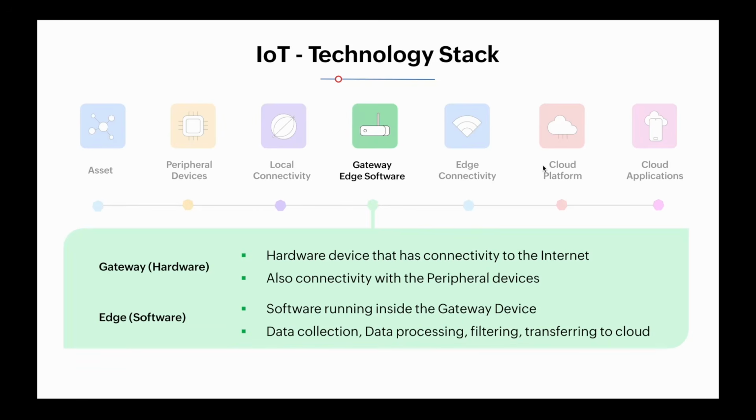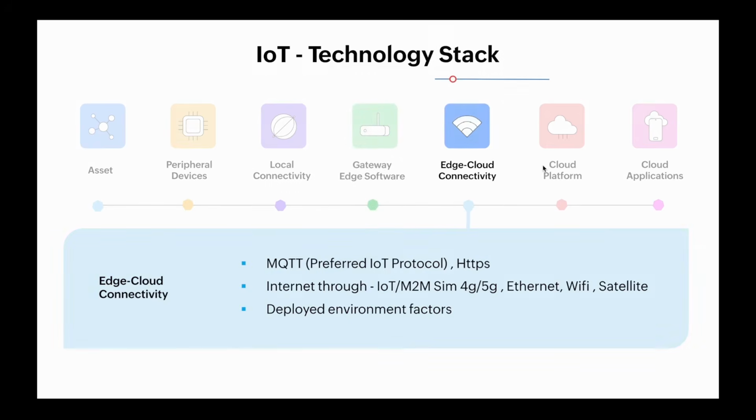We call that software as edge here. So this edge software would be running inside these gateway devices, which are capable of collecting the data from peripheral devices and processing it, filtering it, and transferring securely to the cloud. So the next one is the edge to the cloud connectivity area.